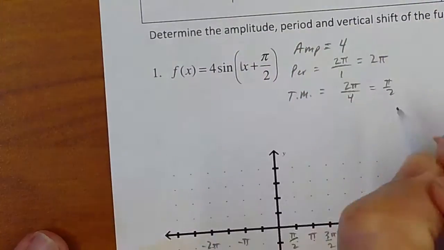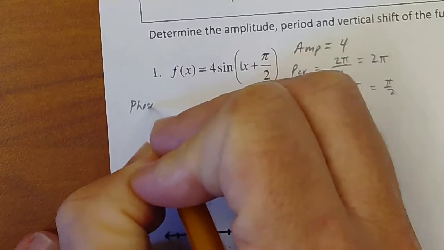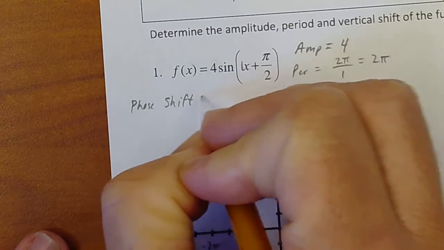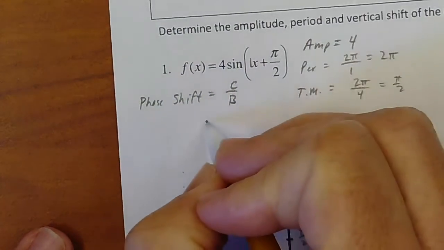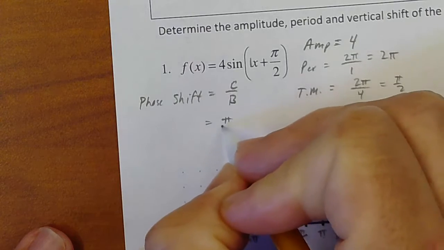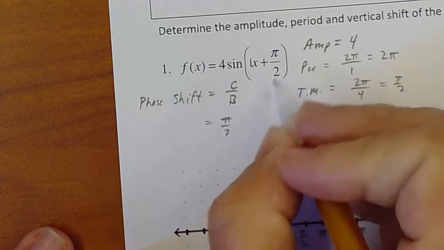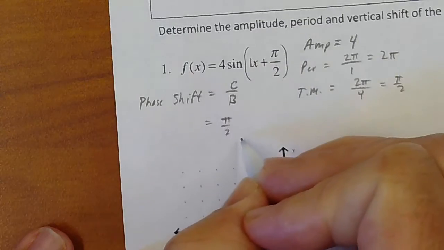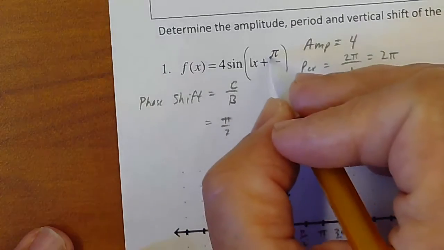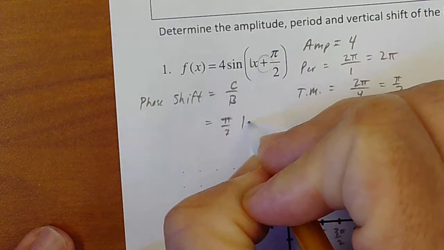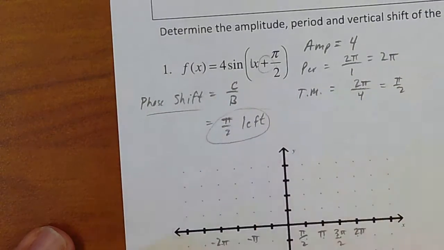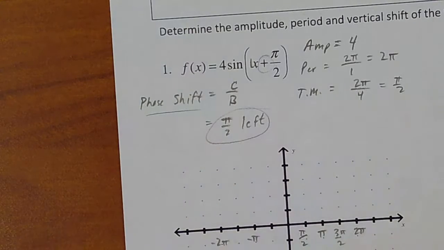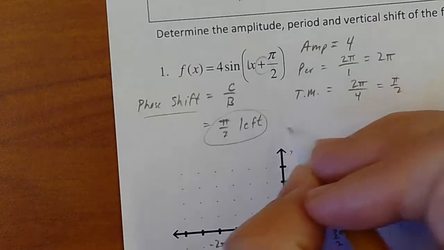So let's talk about that. Our phase shift is always C over B. Okay, so that's going to be equal to pi over 2, right, divided by 1. To remind yourself to do it, if you actually want to put over 1, go ahead, but we're just going to get pi over 2. And when we add it, it's going to go left. So my phase shift is pi over 2 to the left. Okay. All right, so this just kind of creates a new starting point or like a pretend y-axis.